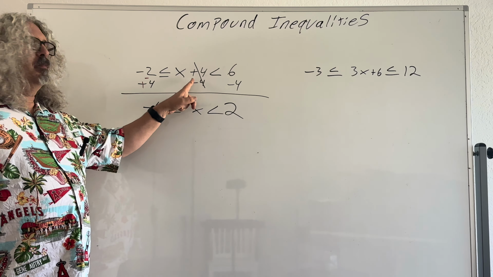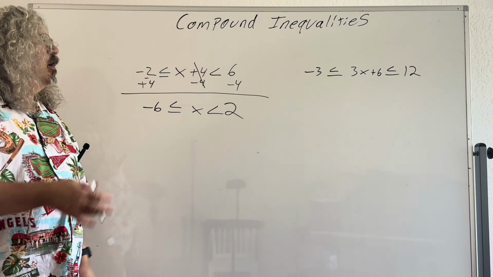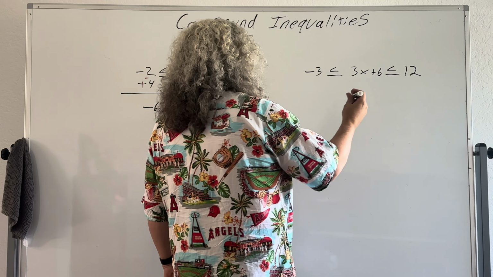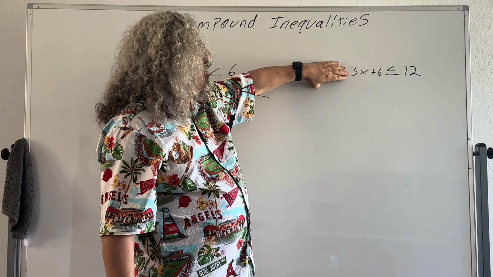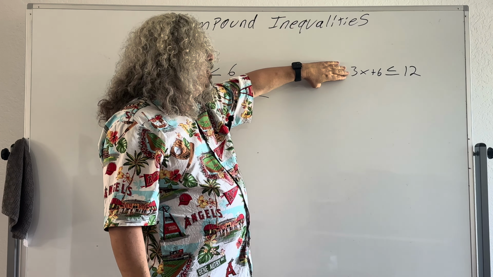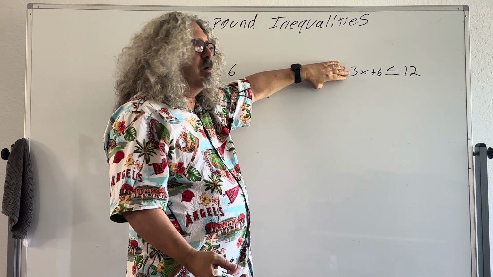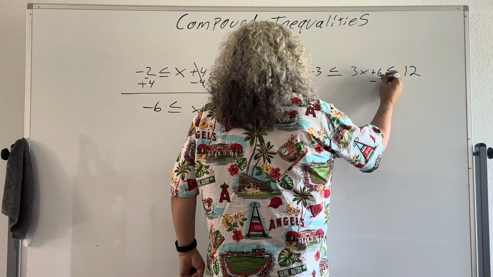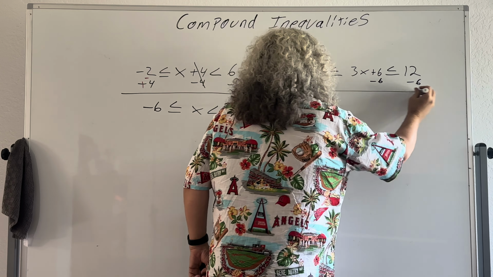So whatever you do to the middle, it's fine. Just make sure you do it to the left and the right. Let's take a look at this one right here, okay? So let's go ahead and, just like any normal problem, the first step would be you want to get the x value by itself, so you want to get rid of the 6. It's +6, so we want to go -6. -6, -6, and -6. You do it to all three.